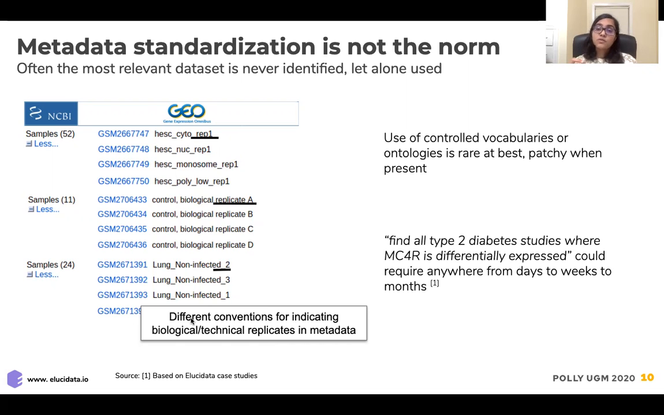And if you want to find a very specific set of data sets, for example, type 2 diabetes studies where a particular gene is differentially expressed, it can require anywhere from days to weeks just to locate those data sets. And we're not counting the time that you would actually then need to clean up those data.